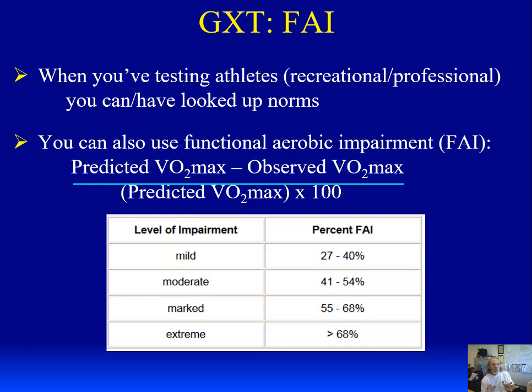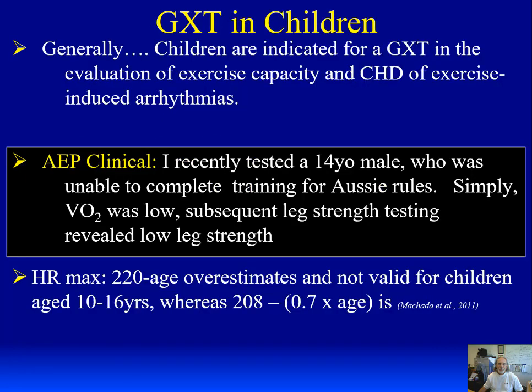It works better for somebody who's had a max test. And basically what you do is, it's called FAI, functional aerobic impairment. And you take their predicted VO2 max minus the observed over the predicted. And that's going to give you a percent. And the higher the percentage, the greater the functional aerobic impairment. So you can see there, up to 40% is mild, 54 moderate, marked, and severe.